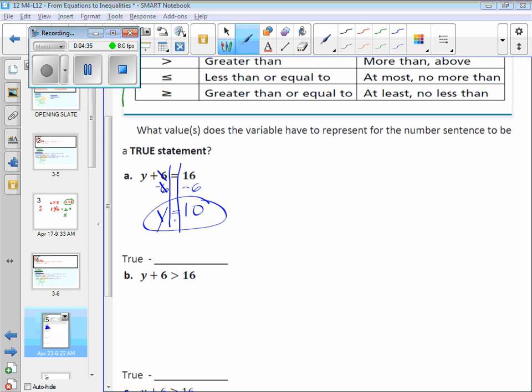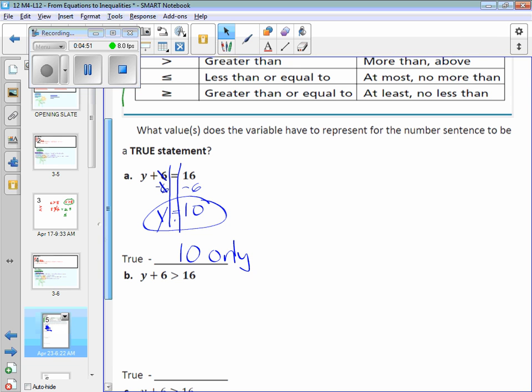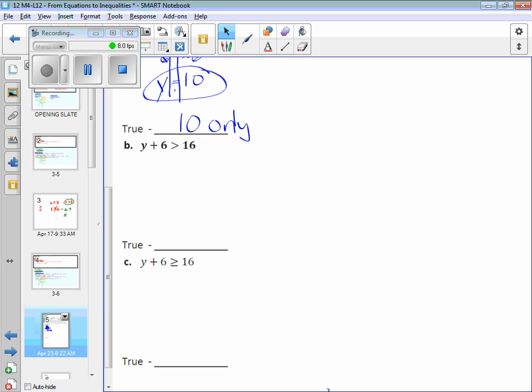So let me ask you this, guys. Raise your hand. What's the only value that y can be that makes that statement true? Carson. 10 and 10 only. Anybody want to come up and do letter B?